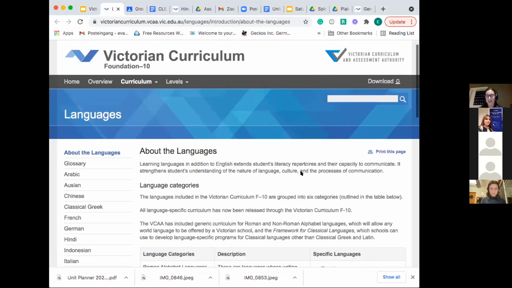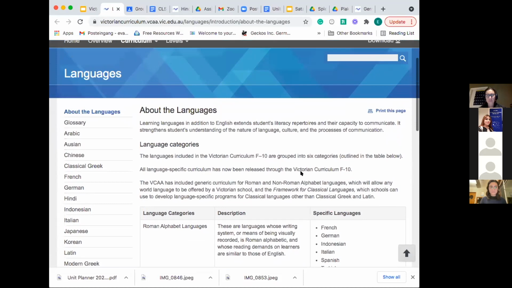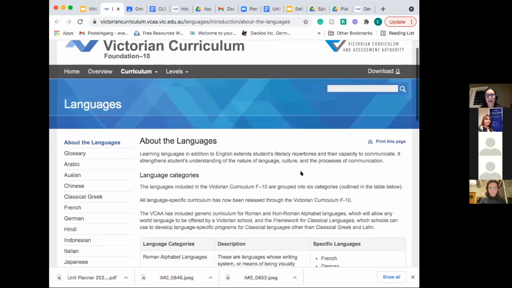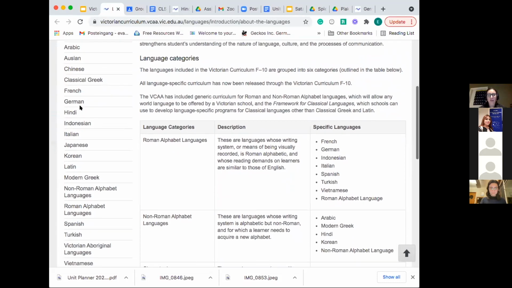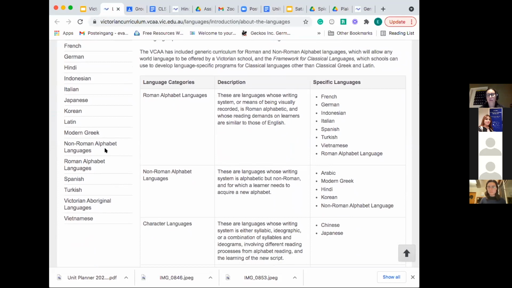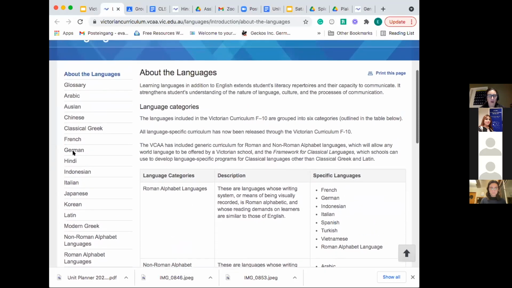Okay, you should still see my screen, hopefully. So here, this is the Victorian Curriculum for Languages, and you see lots of different languages on the left-hand side. If you are lucky, your language is already here, like Arabic, Chinese, Classical Greek, French, and so on. You just click on that link and the curriculum will open up for you. If you're not in this list, you can find a general curriculum for you, depending on whether you're a Roman alphabet language or a non-Roman alphabet language. Then you click on these links here. So let's open one of them.